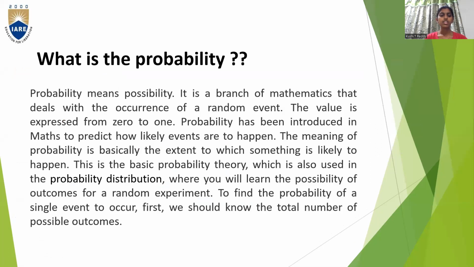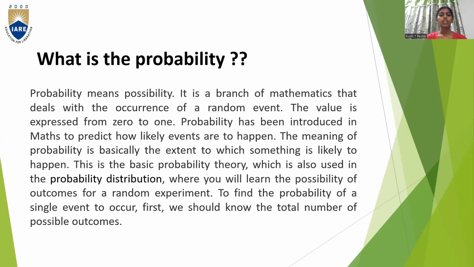The value is expressed from 0 to 1. Probability has been introduced in mathematics to predict how likely events are to happen. The meaning of probability is basically the extent to which something is likely to happen. This is the basic probability theory, which is also called the probability distribution, where you will learn the possibility of outcomes for a random experiment.